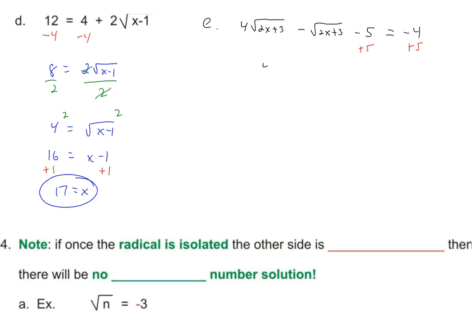So now we're at 4 times the square root of 2x plus 3 minus the square root of 2x plus 3 equals 1. And that is the correct first move. Now, what would you do? I'm going to come to you in a moment, Colby. I want to give people just a minute or two to think. What would you do next?